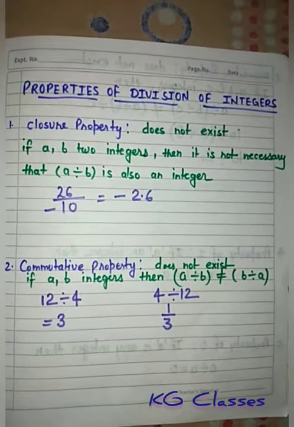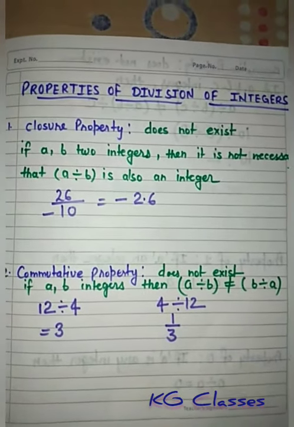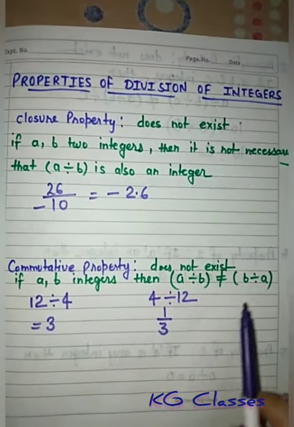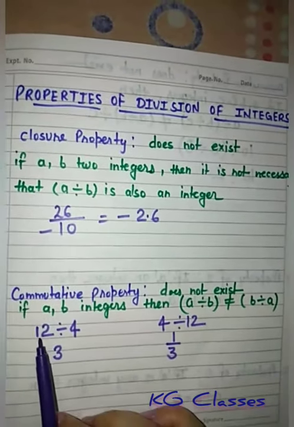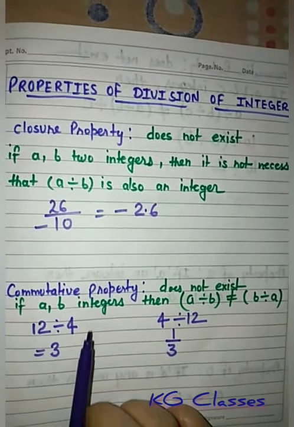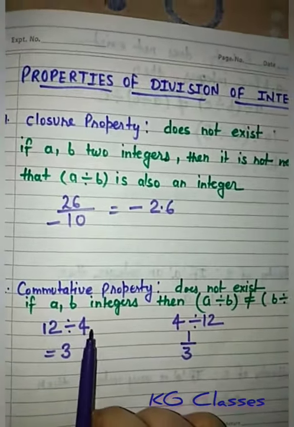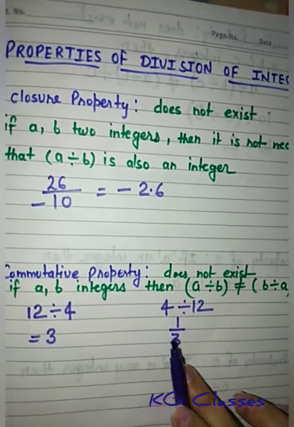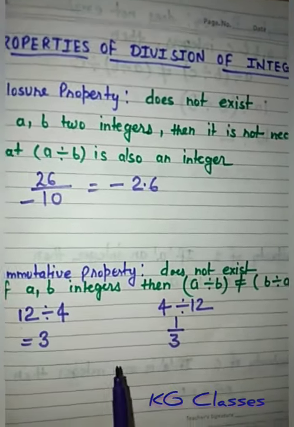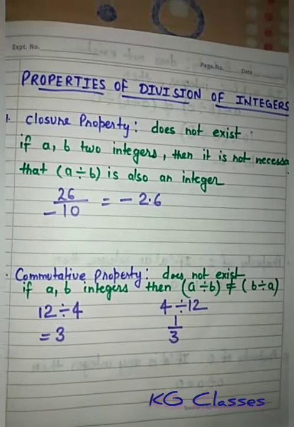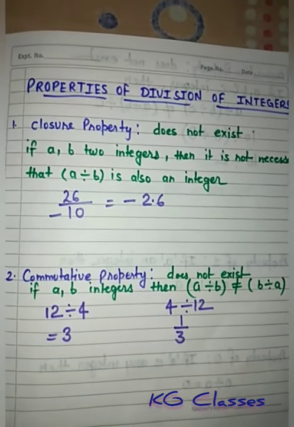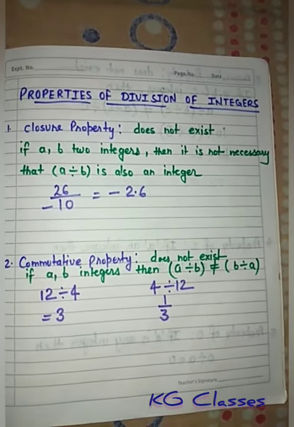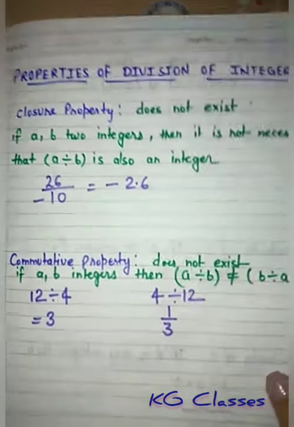Next property is commutative property. It also does not exist here. If we have two integers a and b, here we can see we have two integers 12 and 4. If we divide 12 by 4, we will get 3 here. If we divide 4 by 12, we will have 1 by 3 here. In both situations, result doesn't match. So closure and commutative both properties don't exist in division of integers. So it is clear here.